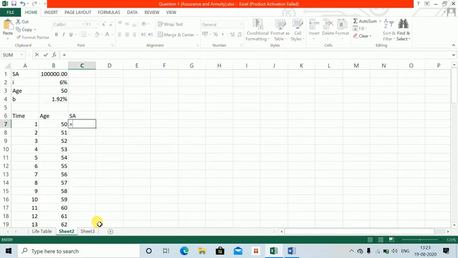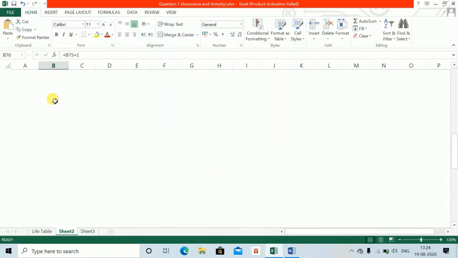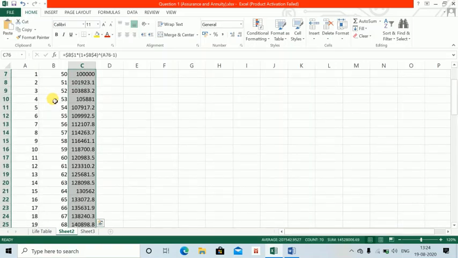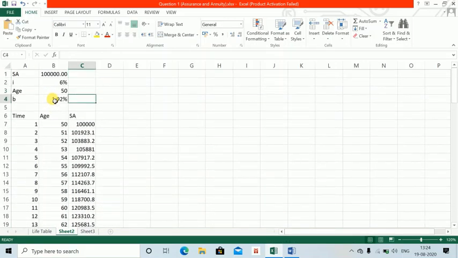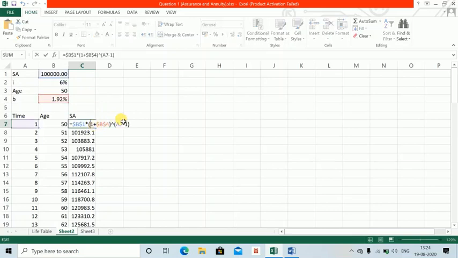The sum assured has been given to us as 100,000, and it increases at the start of each year, excluding the first. So if this is my first year, it will not increase in this year, it will increase afterwards. It will not increase here, and then goes on to increase every year. So this is the formula. The first year does not increase, from the second year onwards it increases, and then we have our probability.